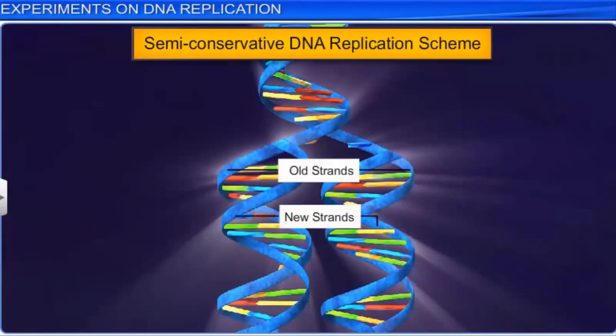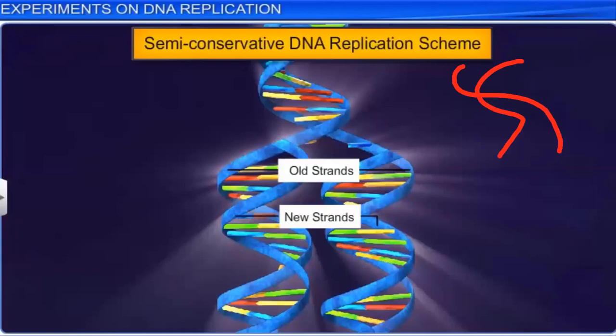Okay, semi-conservative. This was just a scheme first. Scheme means thought, and then later on it was proved with experiments, which we'll be learning. Now, the scheme says that the DNA has a structure like this.